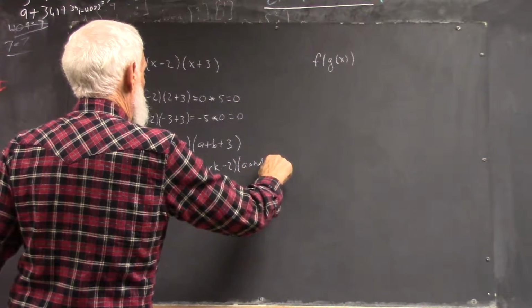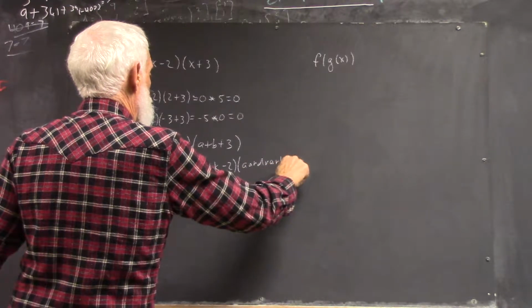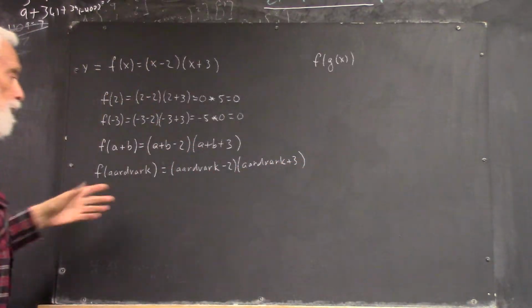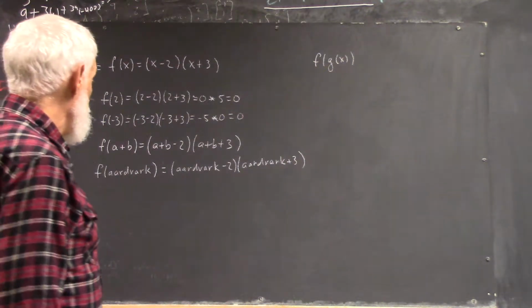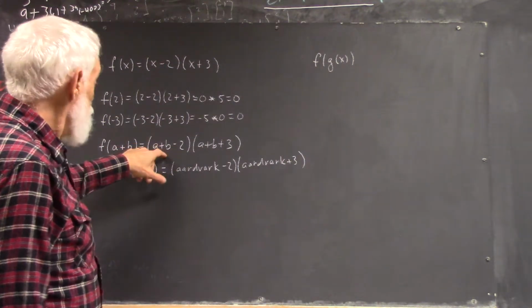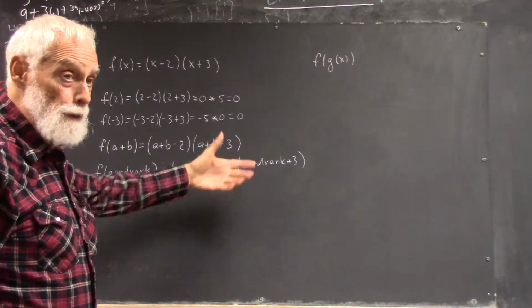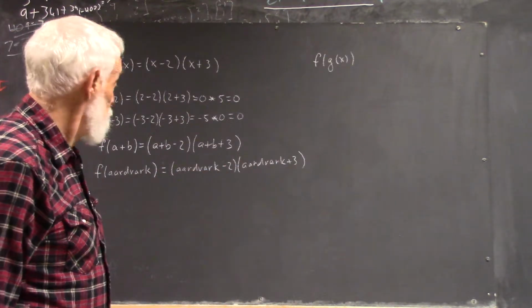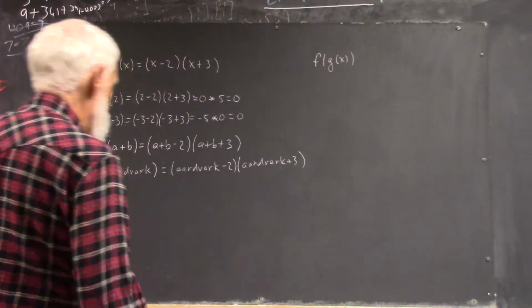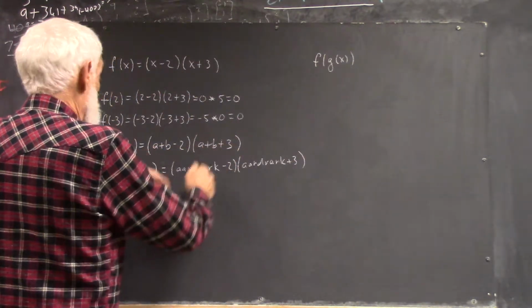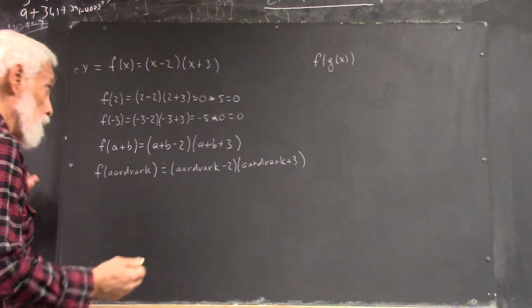The only disadvantage of this is it takes a while to write it. It's aardvark minus 2 times aardvark plus 3. Now, of course, this expression could be simplified using the rules of algebra. We'd use a distributive law, multiply these out, we'd use a distributive law here.